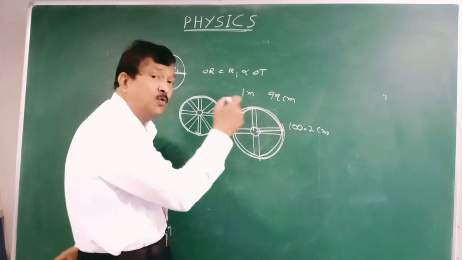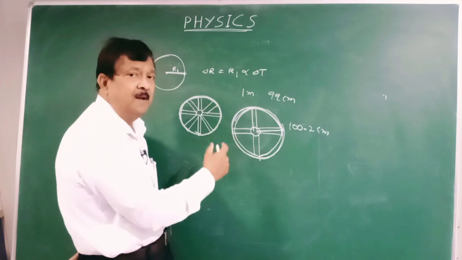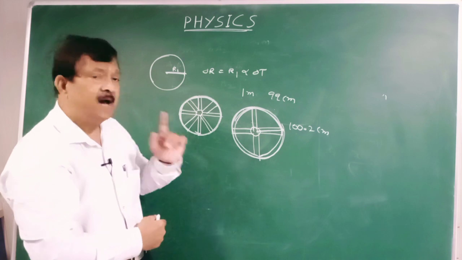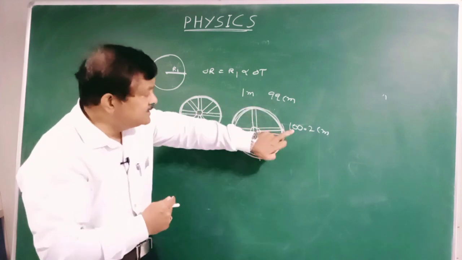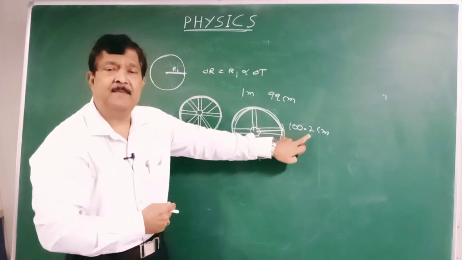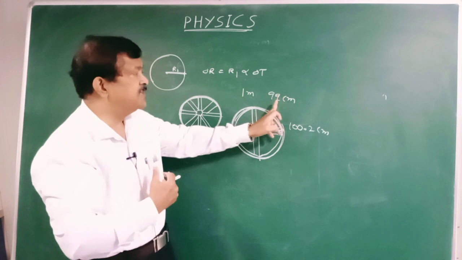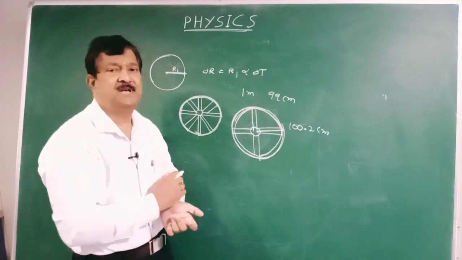The iron tire will cool down to the normal temperature, that is the room temperature. But when it cools to the normal temperature, what happens? At room temperature, its radius is only 99. So from this larger value of 100.2 centimeter at high temperature, it has to come back to the initial radius of 99 centimeter while cooling to the room temperature.